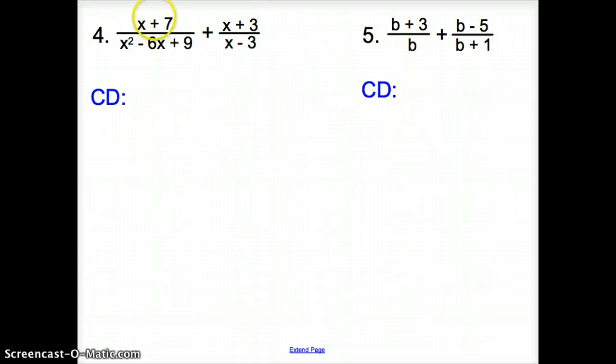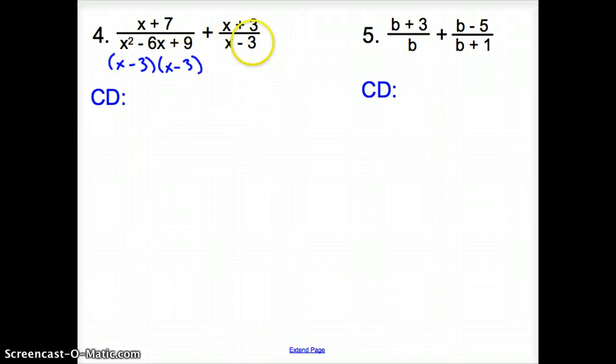With 4, it's the same situation. Now, can we factor this? We're trying to look for the common denominator. Can we factor that? Well, we have to multiply up to 9 and add up to a negative 6. So I can factor this into x minus 3 and x minus 3.